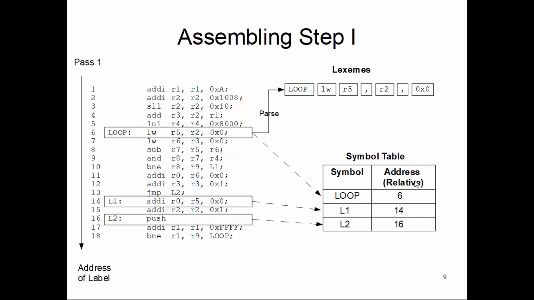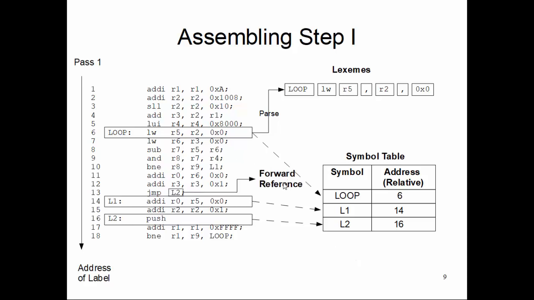So pass 1, or step 1, is all about creating a symbol table. That's a lookup table. It contains symbols as a key, and its value is what instruction number it belongs to. Let's call it a relative address, because it's relative to the very first instruction, number 1. So relative to this instruction, it is the 6th instruction, L1 is the 14th instruction, and L2 is the 16th instruction. That's what goes in your symbol table.